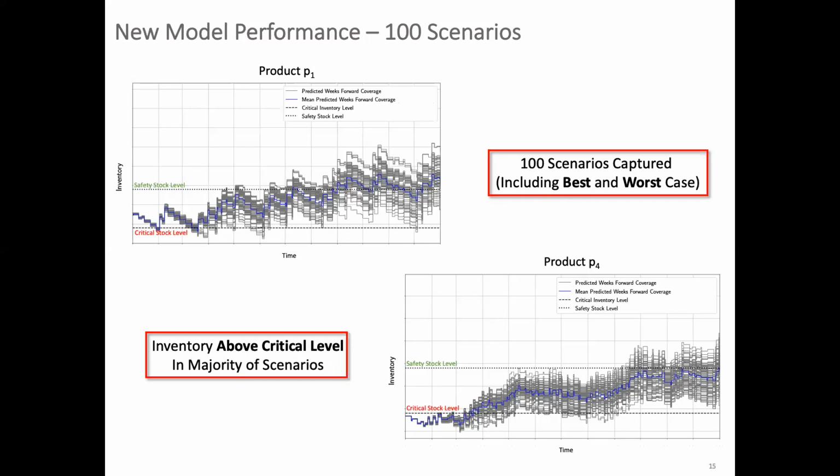These 100 scenarios capture the best and the worst case possibilities and everything in between. Also, in the majority of the scenarios, the inventory is above the critical stock level, even for the worst case. Compared to the previous projection, the solution is more robust and does not require rescheduling.